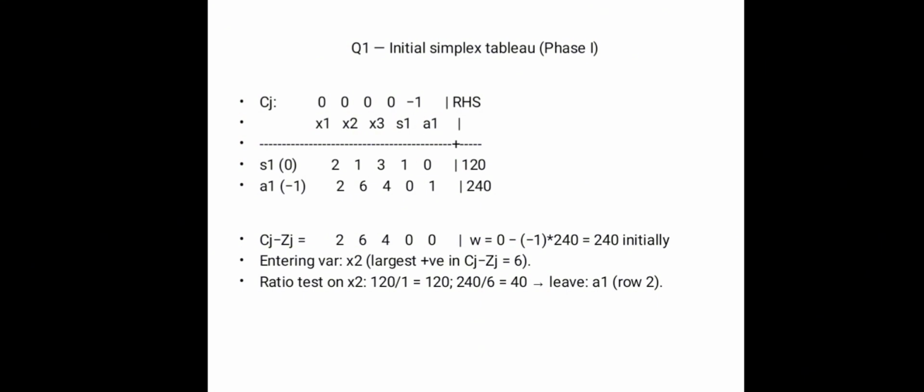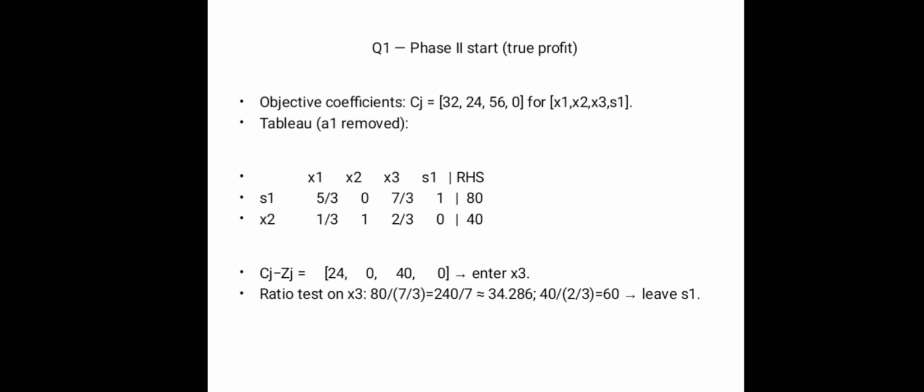Okay, so for the next slide, which is still in question 1, is the standard form, which is the two-phase. To use simplex, we need standard form with equations. So for the material constraint, we add a slack variable, which is s1. That gives 2x1 plus x2 plus 3x3 plus s1 equals 120.